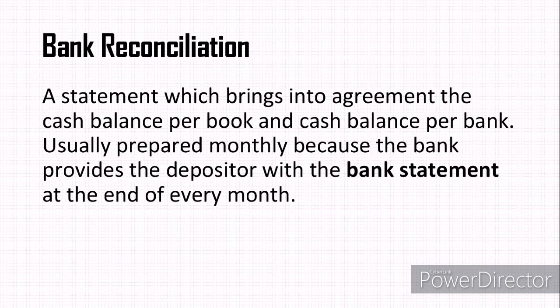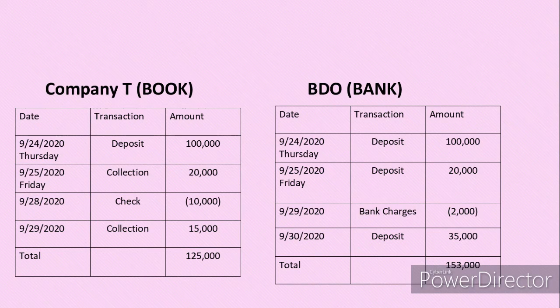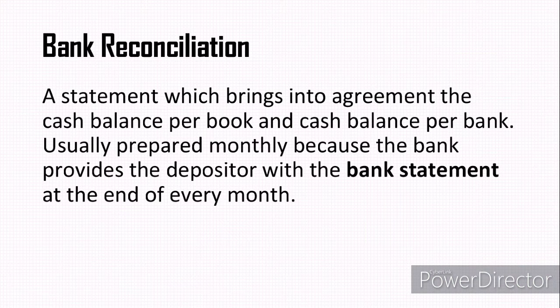It says here that it is a statement which brings into agreement the cash balance per book and cash balance per bank. To make it more simple, when we say bank reconciliation, ini-equal niya yung balance ni cash per book and cash per bank. As you can see sa example kanina, they have a different total with 125,000 sa cash per book and 153,000 naman sa cash per bank. Ito ay kailangan i-reconcile to make it balance para ito sa preparation of the bank statement na nire-release ng bangko every end of the month or period, which consists of the summary of financial transaction ng isang entity.